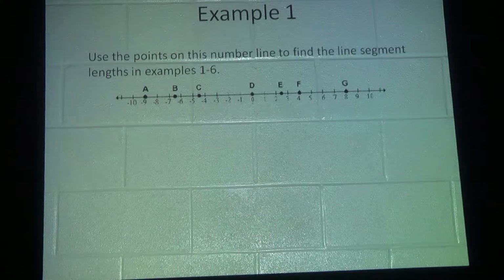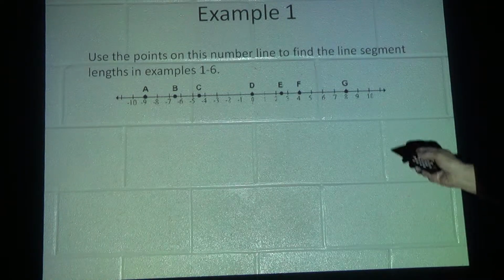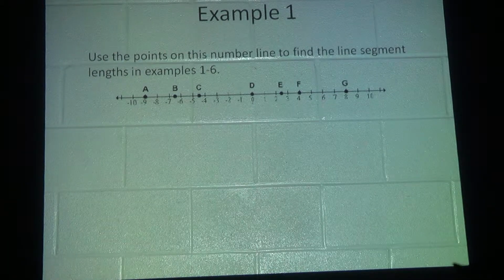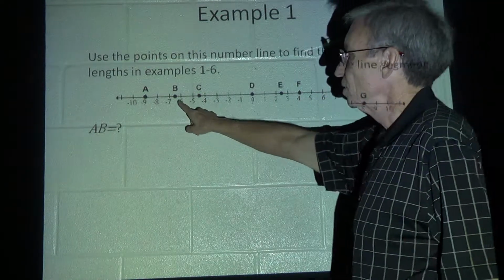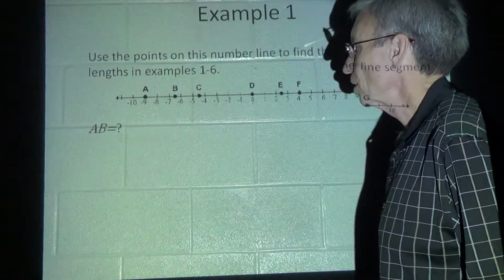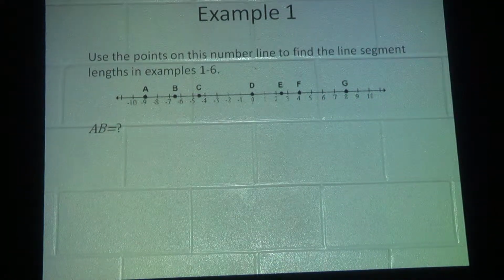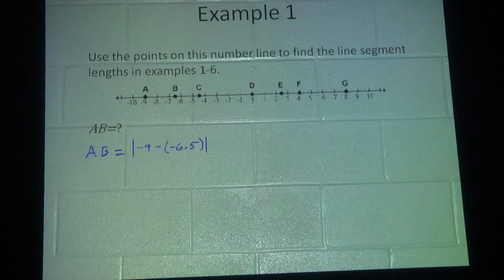Okay, example 1. Use the points on this number line to find the line segment lengths in examples 1 through 6. Notice they've got several points here. We're going to find the distance between the pair that they identify in each example. So the length of AB is negative 6.5 minus negative 9. So we do that, and this is what we got.